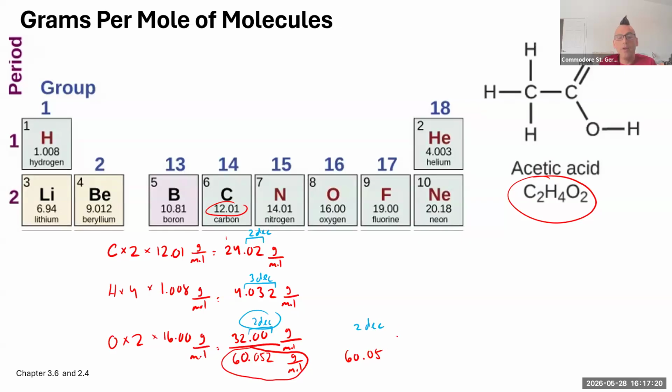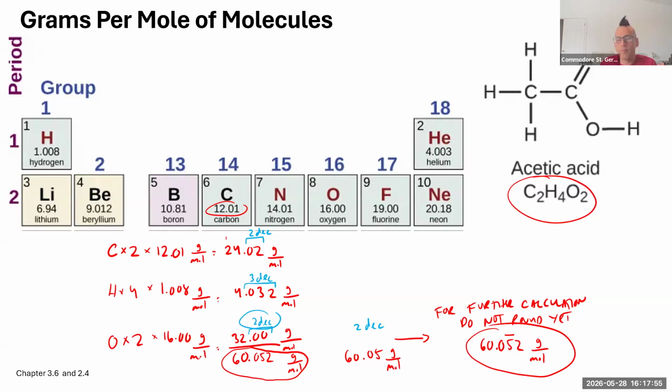60.05. Now, if we are going to use this to carry on and do other calculations, so for further calculations, do not round yet, right? We're going to write that down. Again, this is grams per mole. We're going to say 60.052 with the overline. That tells us, hey, that's the last number that's significant. So we're going to use that in our continued calculations if we have to. If you don't, stop there and then you're done.